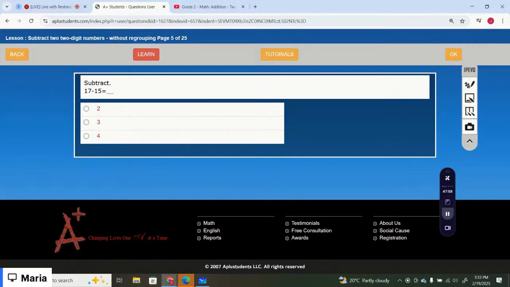17 take away 15 equals that is 2. Option number 1 is the correct option.